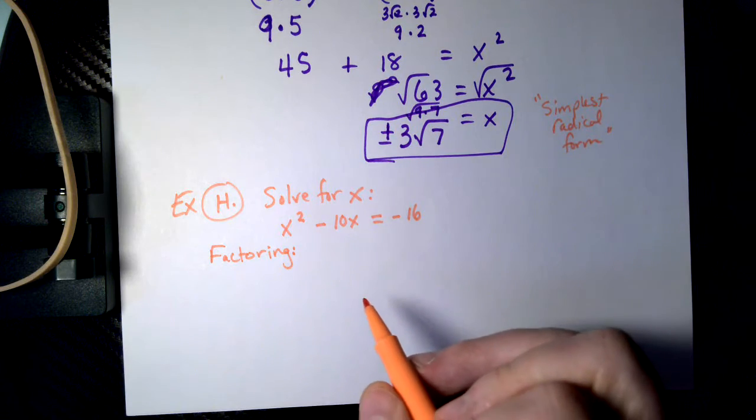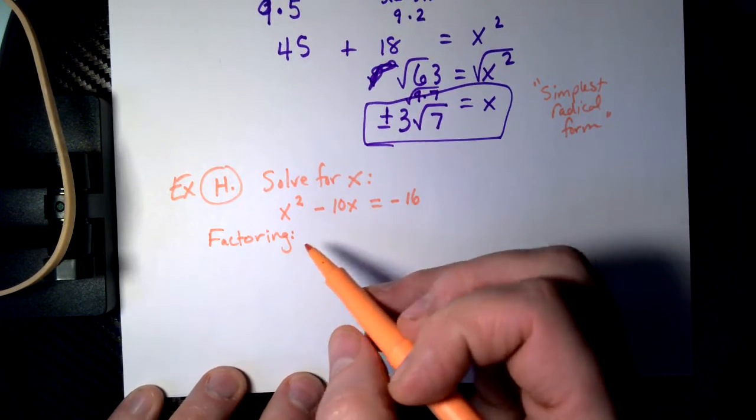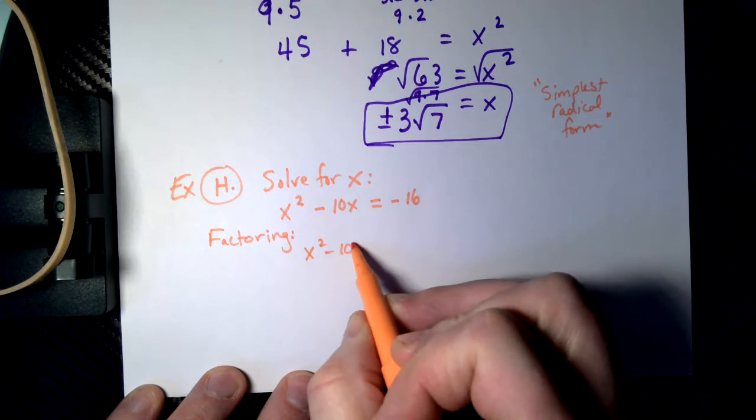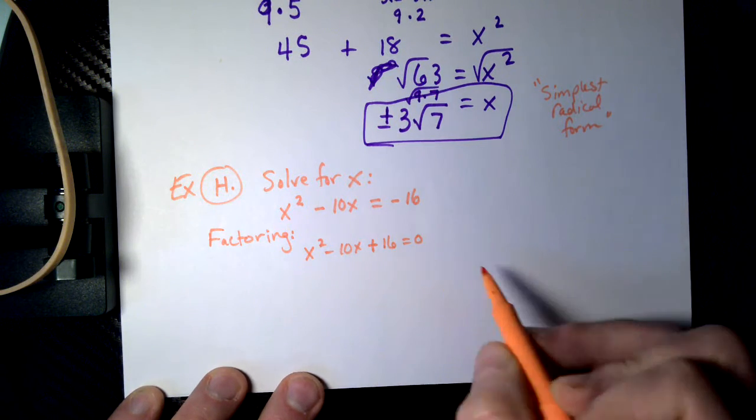And that's what you really need to know how to do, factoring. I teach pre-calculus. So many of you are going on to pre-calculus. You got to know how to do your factoring. So set one side equal to 0. X squared minus 10x plus, you have to add that over, plus 16 equals 0.